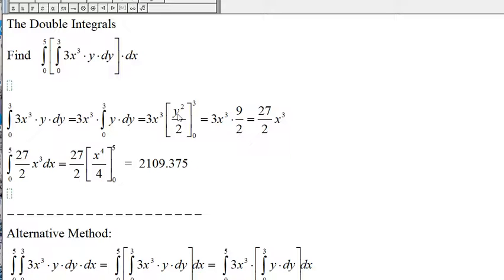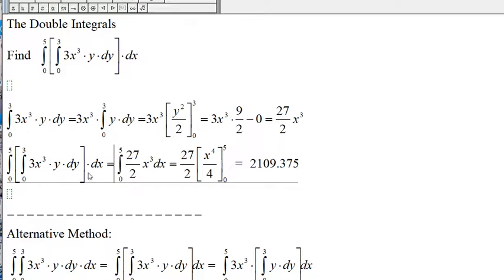And so replacing y with 3, we'll get 9. Replacing y with 0, we just get 0. And so 3 times 9 is 27 over 2, x to the third. And so now the double integral becomes the integral from 0 to 5 of 27 halves x to the third, because the inside integral here is 27 halves times x to the third.